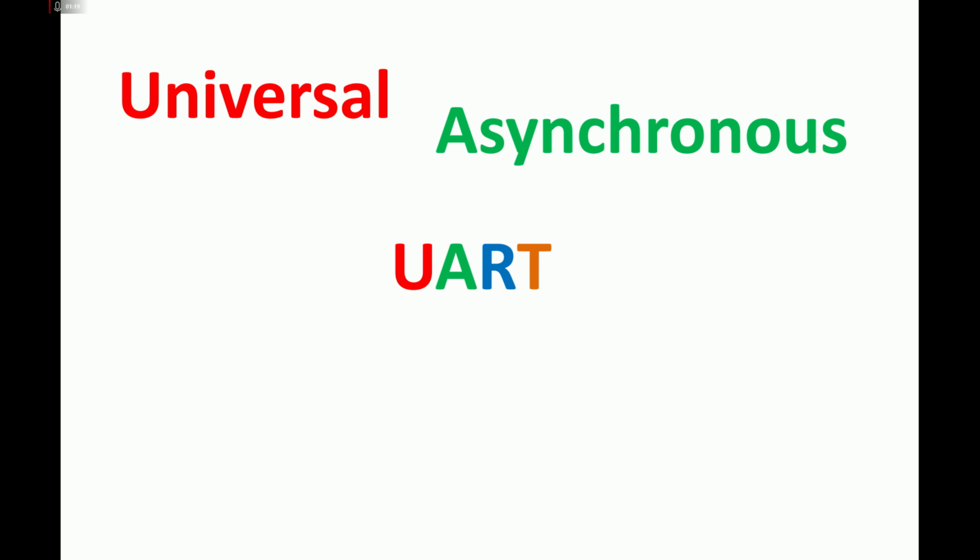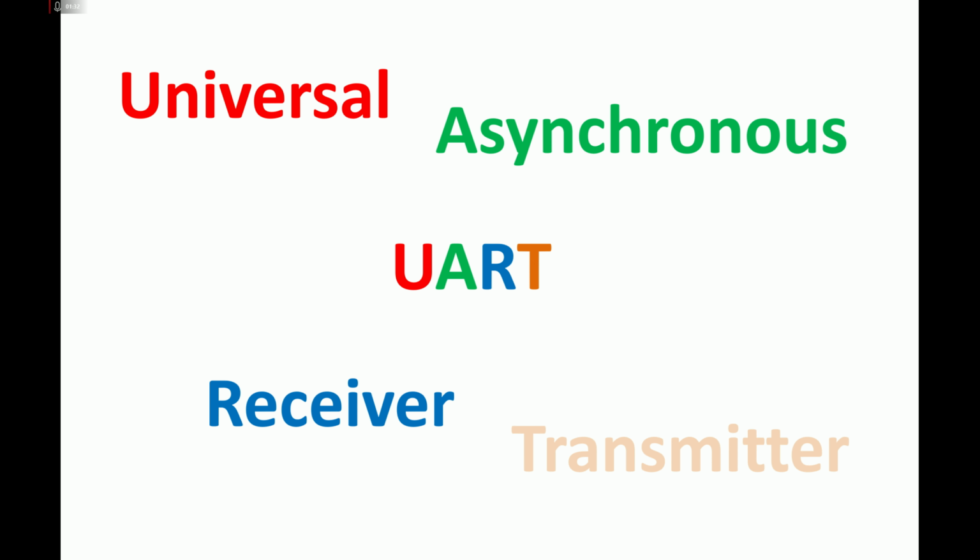A stands for asynchronous. Asynchronous means that it does not rely on a clock. It sends data in the form of packets, but it does not rely on a clock. That is what asynchronous means. Then R and T, receiver and transmitter. This means that it can receive data and, at the same time, the same port can send data as well. So it can do both.